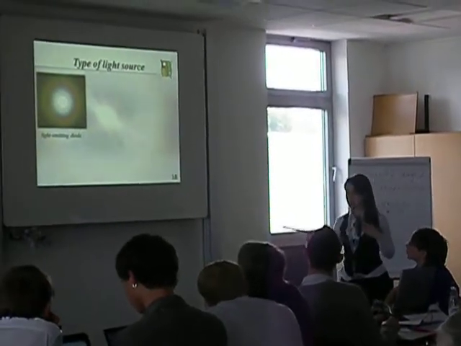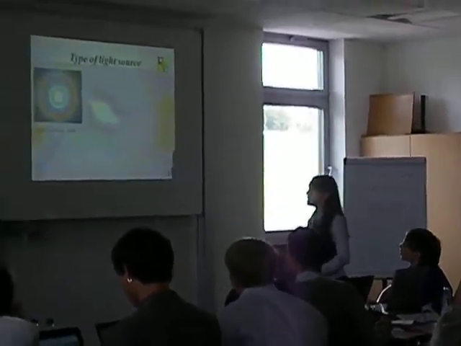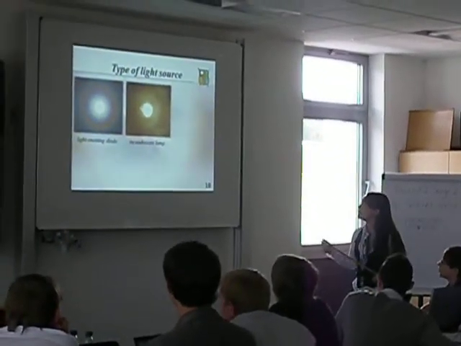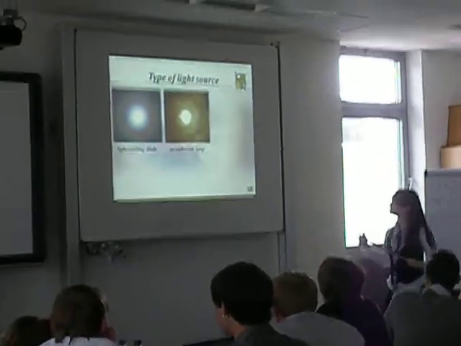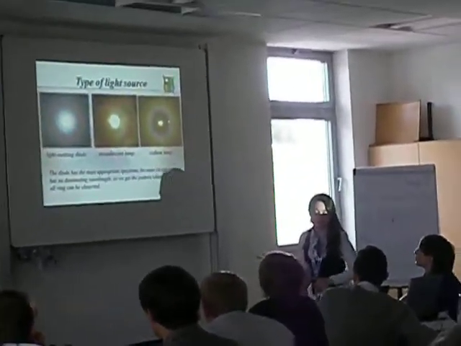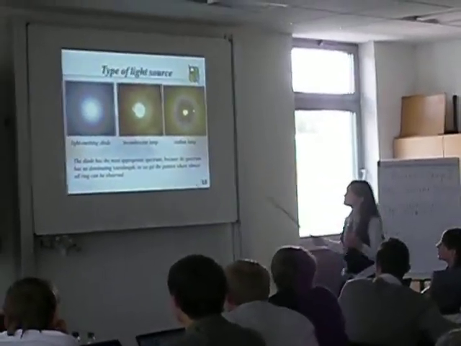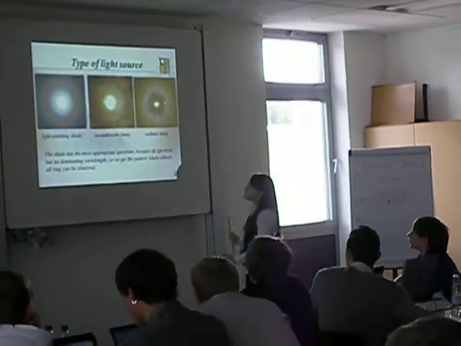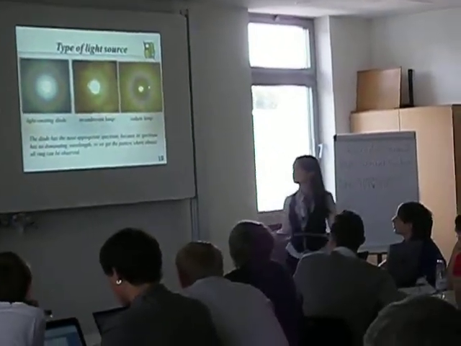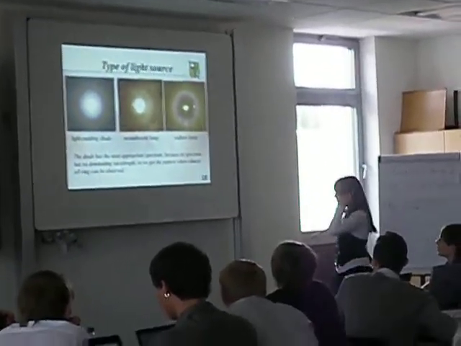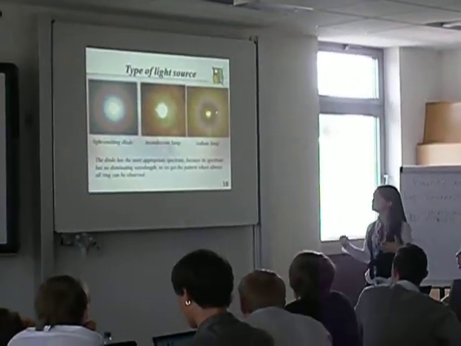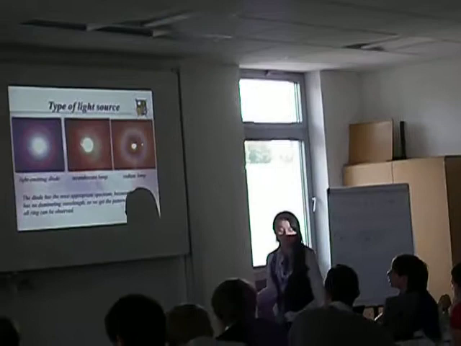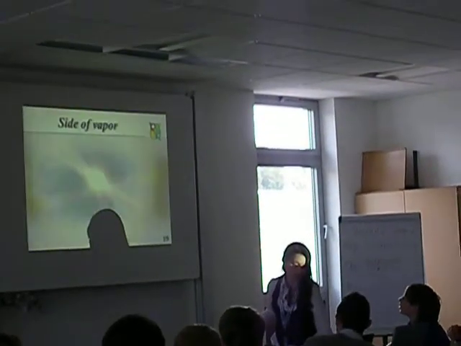And another interesting parameter is the type of light source. This picture is for an incandescent lamp, and for a solid-state lamp. You can see that the best quality of color we can observe is in the case with the light emitting diode. And that's why we can say that the diode has the most appropriate spectrum, because its spectrum has no dominant wavelength, so we get a pattern where almost all colors can be observed. And it's great for our experiments.